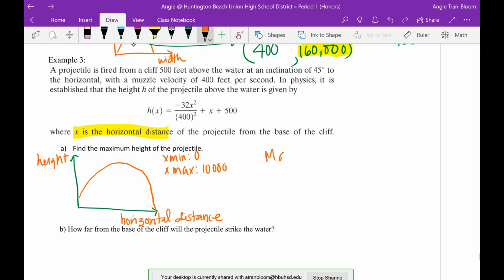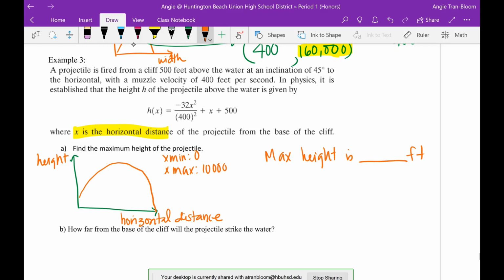So maximum height is... and the unit of measurement for this question is what? Feet, right? Okay. Raise your hand when you have an answer. Okay. We have a couple. Some of us are still working. That's okay. Thank you. We'll wait for a few more minutes because not everyone's quite here yet.